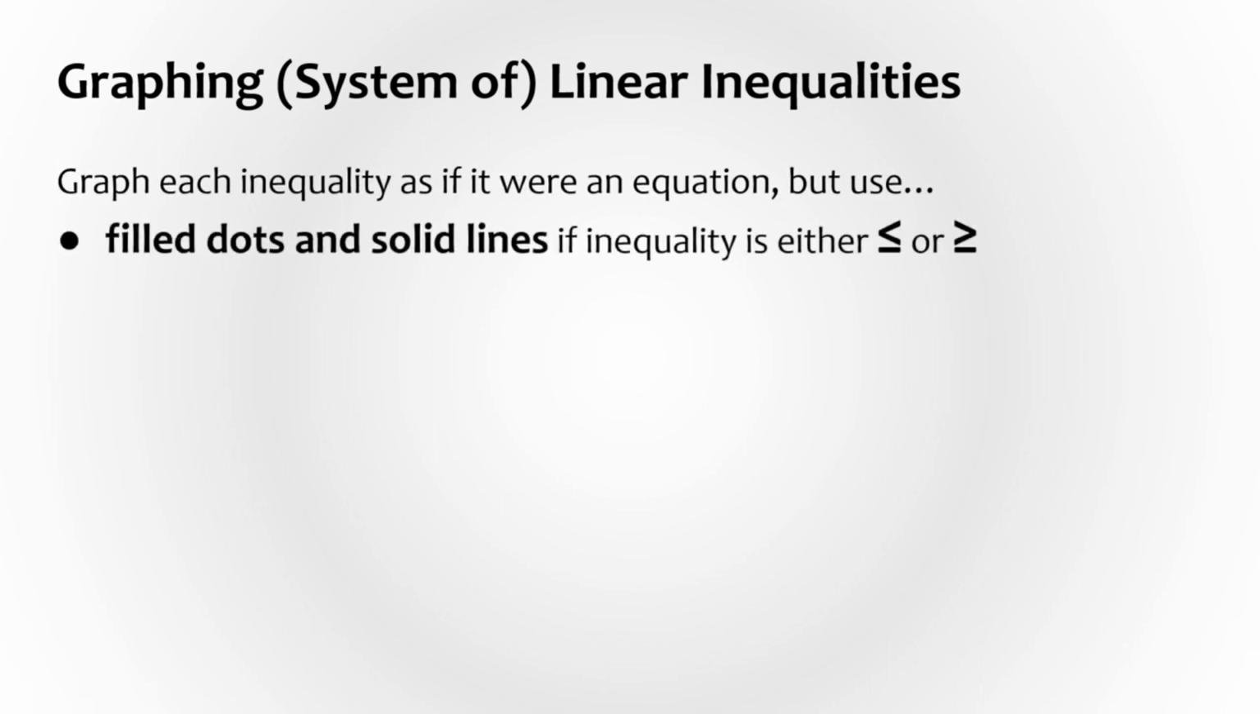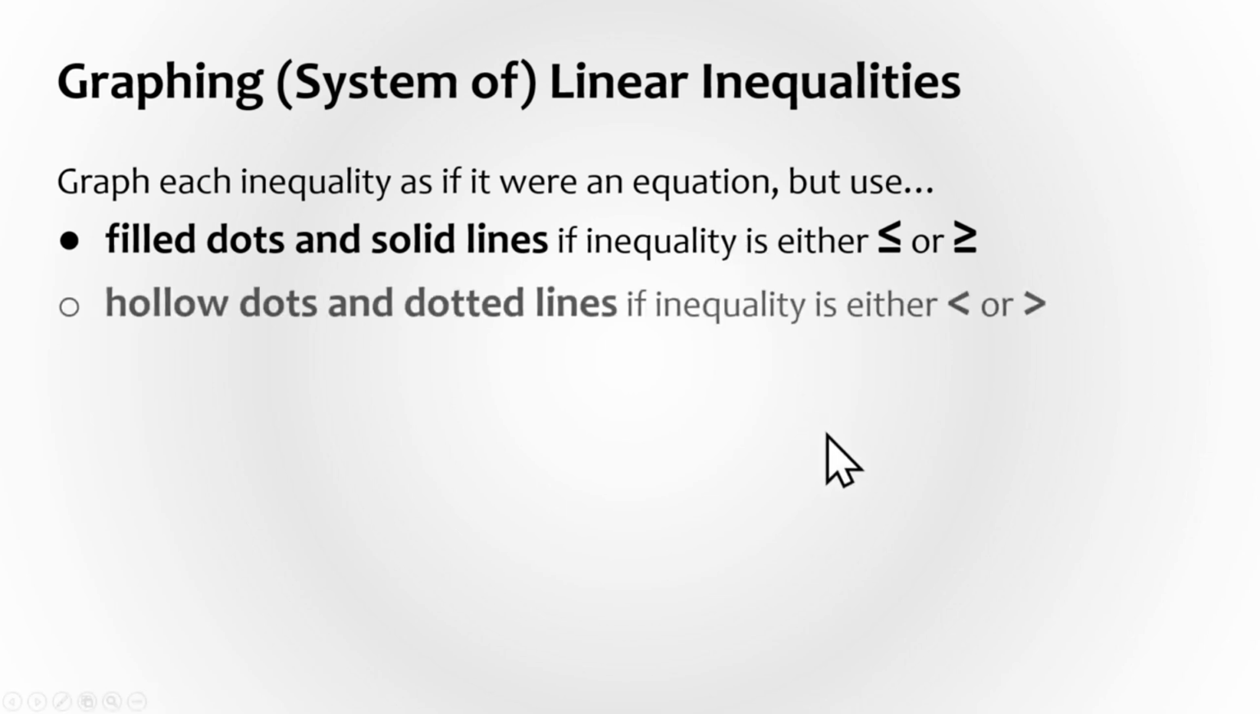We'll use filled dots and solid lines if our inequality symbol is either the less than or equal to or the greater than or equal to symbol. So if you see a little line underneath representing the or equals to, that should help you remember to use solid lines. And if it's on the line, because that's what a solid line means, you're going to want to use filled dots. On the other hand, go ahead and use hollow dots and dotted lines if the inequality is simply less than or greater than.